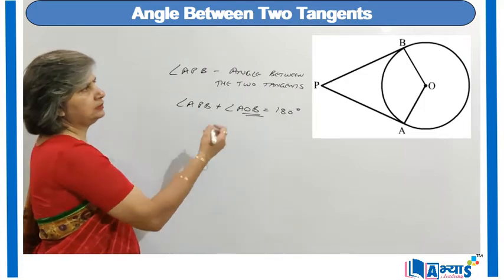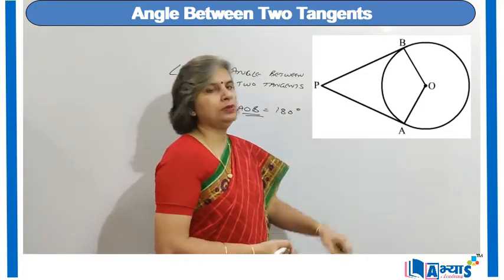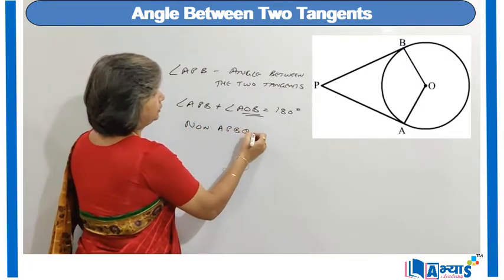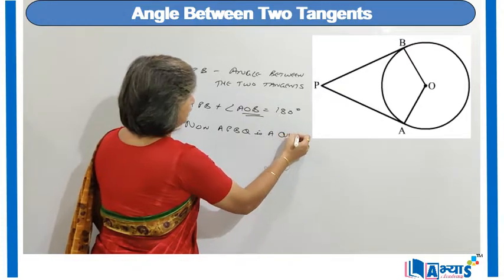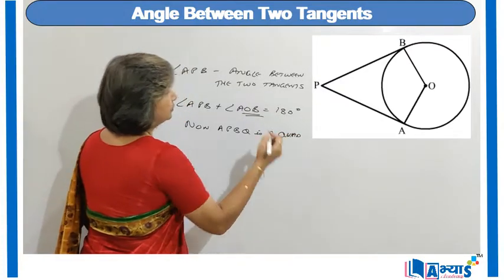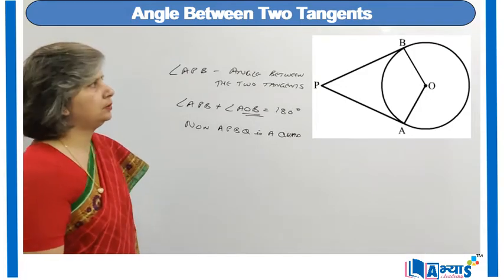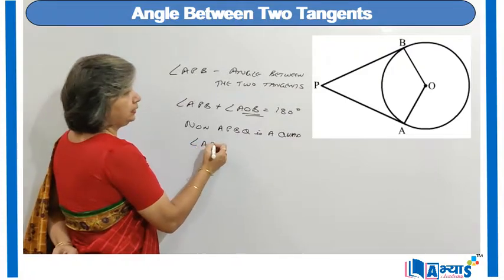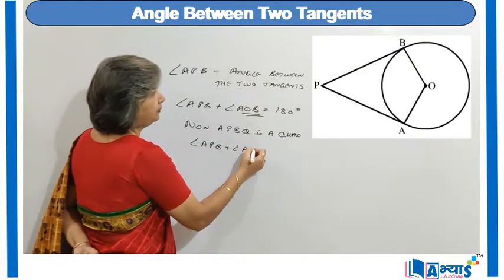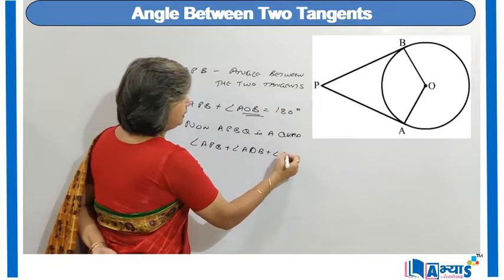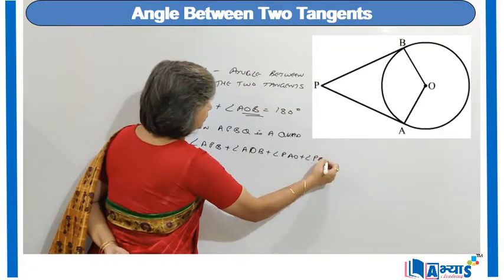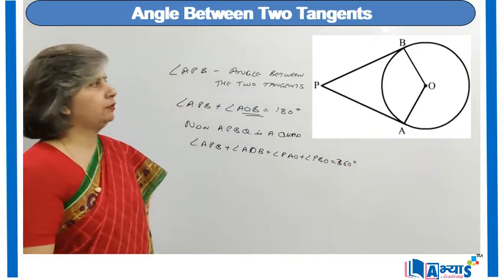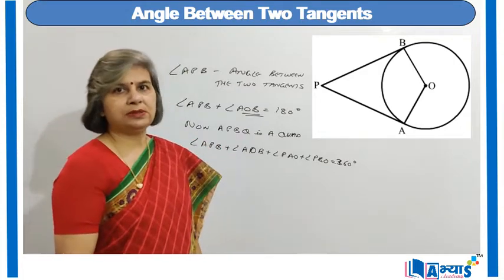For this we will see that APBO is a quadrilateral. Now when APBO is a quadrilateral, from the angle sum property of a quadrilateral we can say that angle APB plus angle AOB plus angle PAO plus angle PBO is equal to 360 degrees, because according to the angle sum property of a quadrilateral, the sum of the angles of a quadrilateral is equal to 360 degrees.